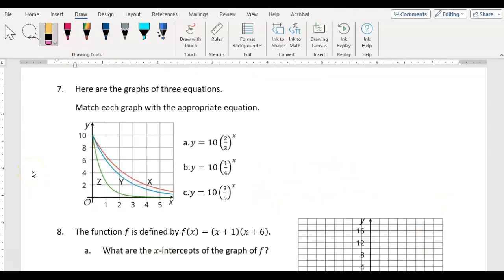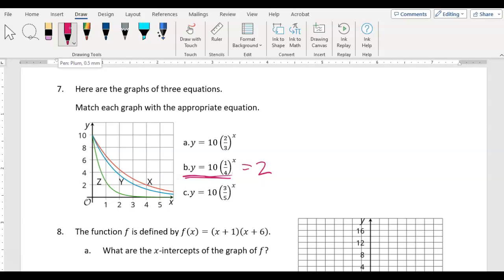So number 7 is a review, and this is our exponential decay. And remember that when we're multiplying by our fraction, that's how much is left. So the greater the fraction, the greater amount that is left, and that also means the slower the decay. And so in this particular scenario, B is decaying by quite a lot because it is only remaining 1/4. And so that one's decaying the fastest. So B is graph Z because it's decaying faster.